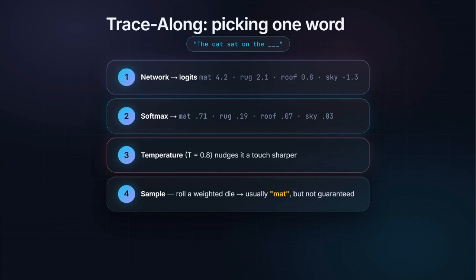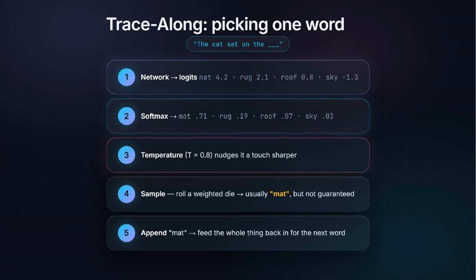Step 5. Append the chosen word and feed the whole sentence back in to pick the next one. Notice the order: divide by T, then softmax, then sample, the same pipeline you worked by hand 2 slides ago. And softmax runs once per token, every token. Every single word you've ever read from an LLM survived exactly this lottery.